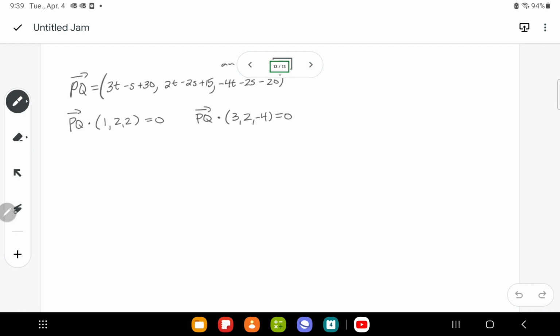There we go. All right, so now this is what I have to do to get two equations, and then those equations are going to have S's and T's, and I'm going to have to do substitution and elimination. So this one is really big. If I do the dot product of this vector PQ with my first direction, I'll have 1 times the x value, 3t minus s plus 30, plus 2 times the y value, 2t minus 2s plus 15, and then plus 2 times the z value, negative 4t minus 2s minus 20 equals 0.